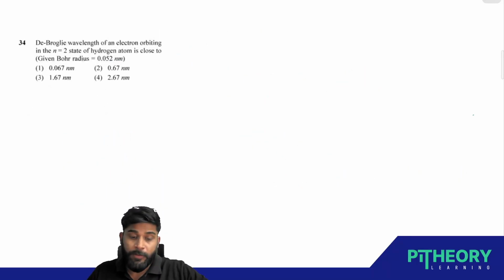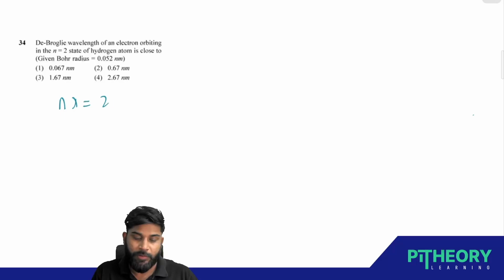Question number 34. The de Broglie wavelength of an electron orbiting in the n equal to 2 state of the hydrogen atom is close to... All right. What is that atom chapter? The de Broglie hypothesis we need to apply here, right? What is the de Broglie hypothesis here? We have n lambda that is equal to what? 2 pi r. That relation we can use directly here.